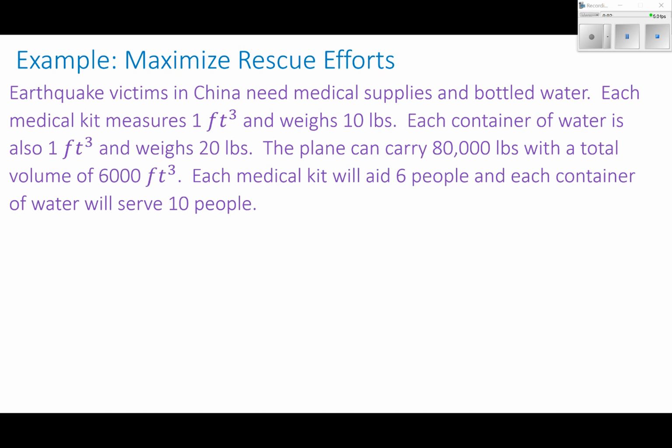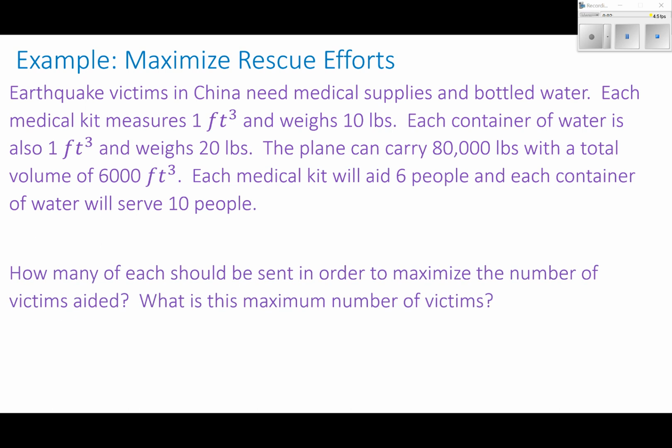All right, so this one, earthquake victims in China need medical supplies and bottled water. Each medical kit measures 1 foot cubed and weighs 10 pounds. Each container of water is also 1 foot cubed and weighs 20 pounds. The plane can carry 80,000 pounds with a total volume of 6,000 feet cubed or cubic feet. Each medical kit will aid 6 people. Each container of water will serve 10 people. So there's a whole lot going on in here, a lot of numbers, a lot of different things going on.